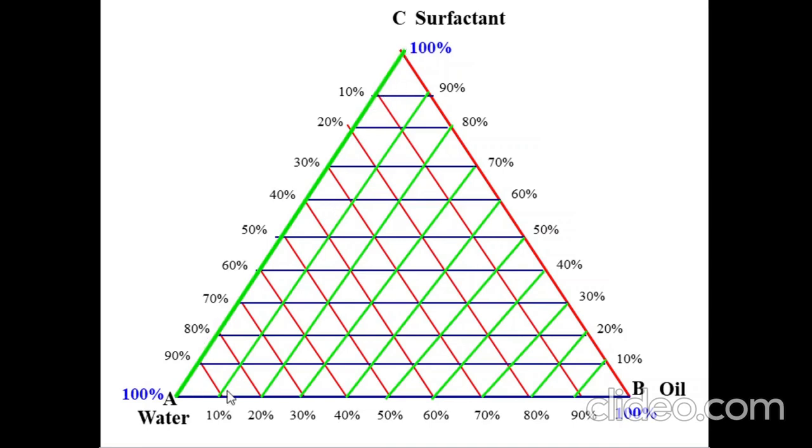So the sides of the triangle represent 0% of the three component system. A and C represent 0% of oil, A and B represent 0% of surfactant, B and C represent 0% of water. So the area within the triangle represents all possible combinations of the three component system.